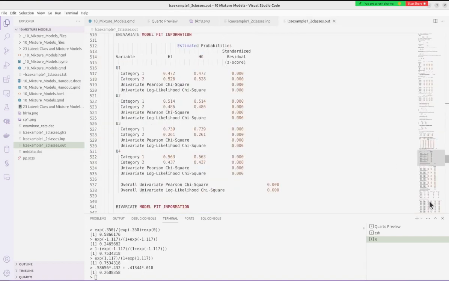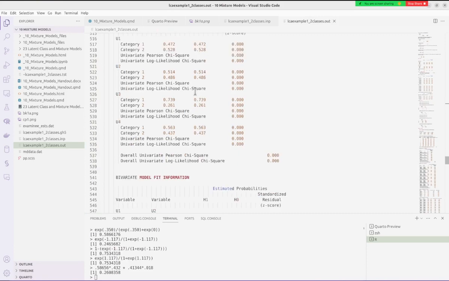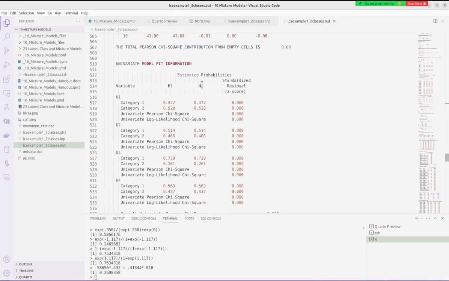If you go down to the Tech 10 output, in the univariate model fit information, H0 is our model, H1 is our data. Okay? So here, our model is suggesting this be the mean for each variable. And remember, the mean is the probability of a correct response, for category 2. These two numbers sum to 1. But you'll see here our model and our data fit perfectly, right? By the way, we may talk about this a bit.